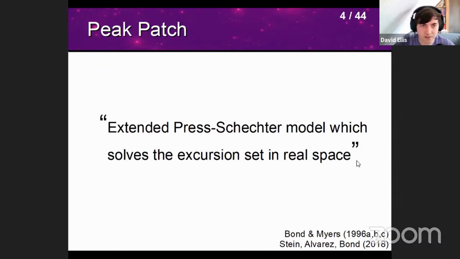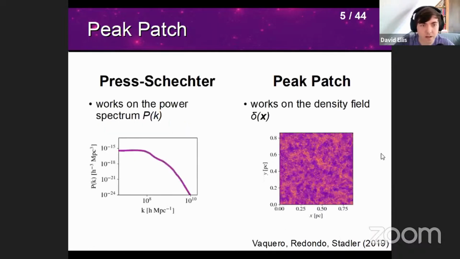So we want to use peak patch to simulate this. What is peak patch? This is the algorithm that was first developed by Dick Bond and Stephen Myers, and then later developed further with the help of George Stein. The technical definition is it's an extended Press-Schechter model which solves the excursion set in real space. So what does that really mean? The excursion set is just areas in which the density field is greater than some threshold.